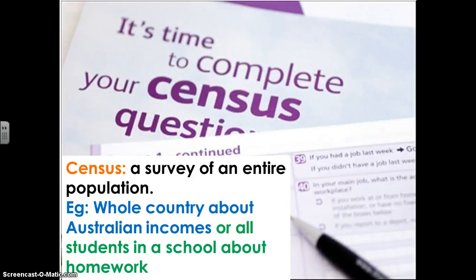We have a census when we're asking an entire population for information. So we might ask the whole country of Australia in the Australian census about their incomes or things like that. If we're doing a census at a particular school, we would ask every student in the school.